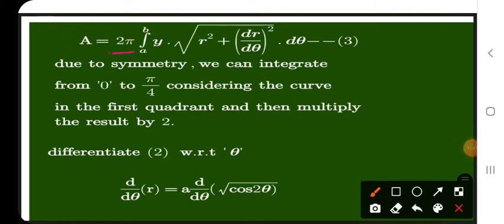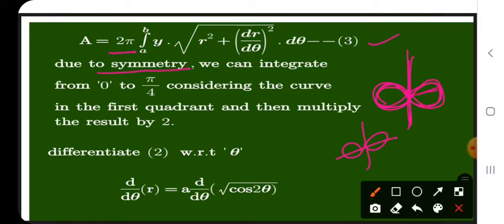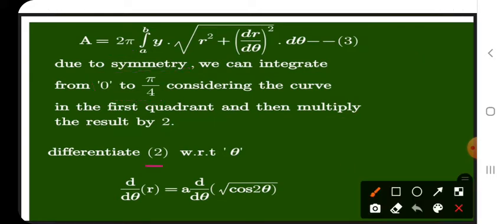The formula is A equals 2 pi integral a to b of y into root of r square plus dr by d theta whole square into d theta. This is our formula. Due to symmetry, symmetry means if we divide with an axis, on the two sides we have the same shape. Here our curve is also symmetric, so we find only half the area from the interval 0 to pi by 4. If we multiply with 2, we get the full area.